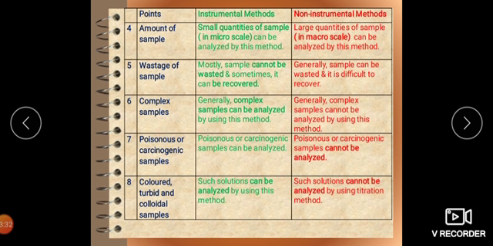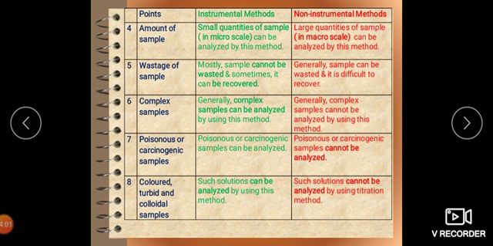In instrumental methods, small quantities of sample can be analyzed by this method, meaning that even at the level of macro scale we can take the sample of chemicals and analyze with the help of instrumental methods, but for non-instrumental methods large quantities of sample are required for analysis.